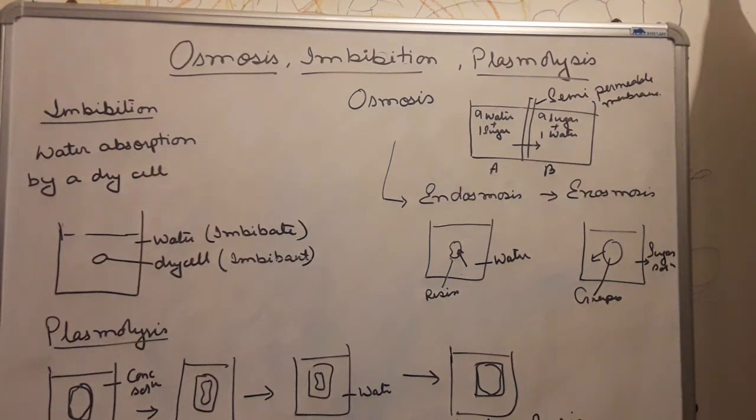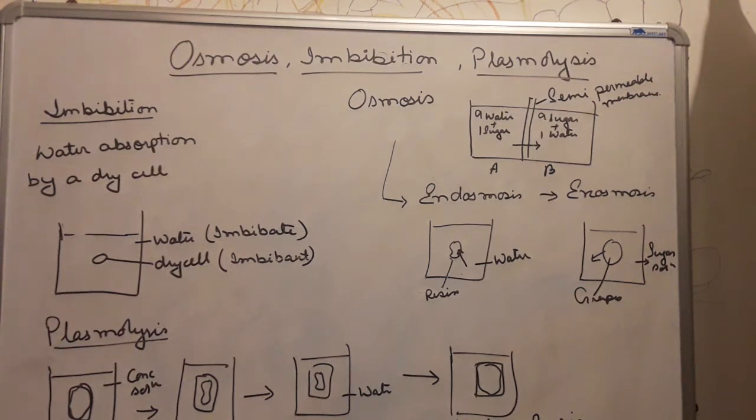Now the third topic is the plasmolysis. Plasmolysis means the shrinkage of protoplast. Okay. So how will the protoplast shrink? It will take place when a cell is dipped in a concentrated solution. Then what happens? Exosmosis will take place. That means the water from the cell will come out to the surrounding solution. Then due to loss of water, gradually the protoplast shrinks, and that shrinkage is known as plasmolysis.